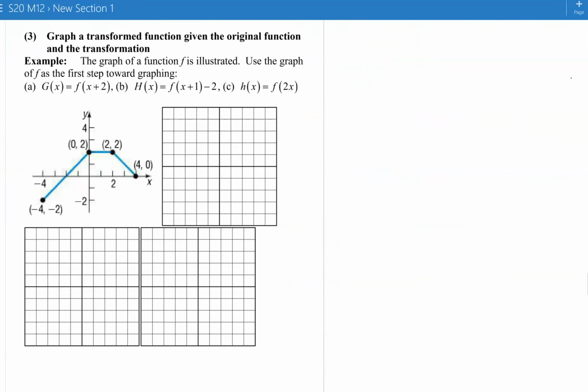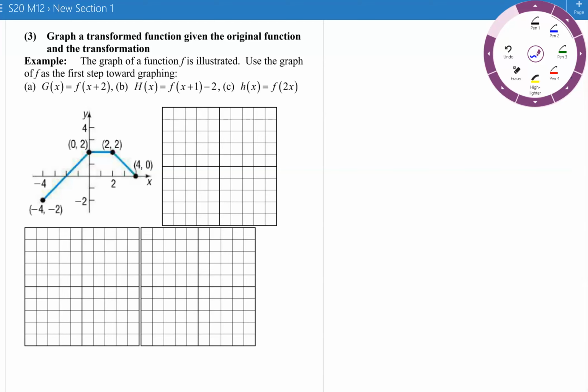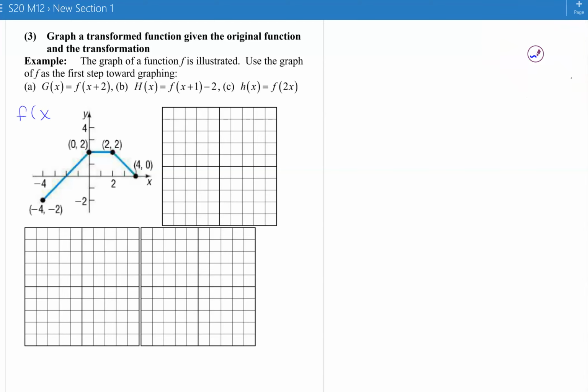Okay, and then the last exercise I want to look at is here we're given a picture of a graph, and we're being asked to graph what its transformation would look like. So this is the graph of f of x, and we're being asked to graph g of x, which is f of x plus 2. So from what we've learned now, that means the graph needs to shift left 2 units. So wherever each point is plotted now, it needs to get plotted 2 units to the left. So the point negative 4, negative 2 needs to move 2 units to the left. So here is its new spot. The point 0, 2 needs to move 2 units to the left. So here's its new spot.